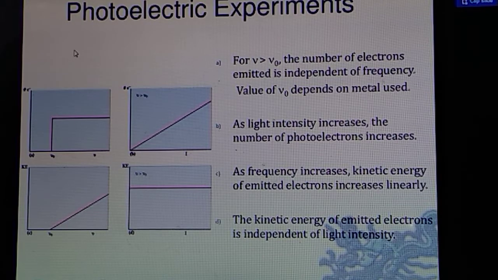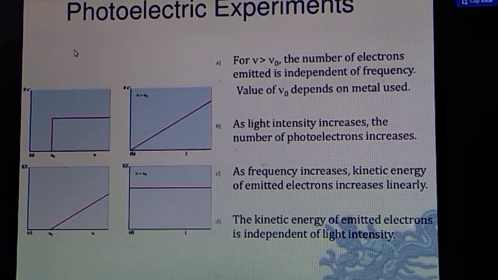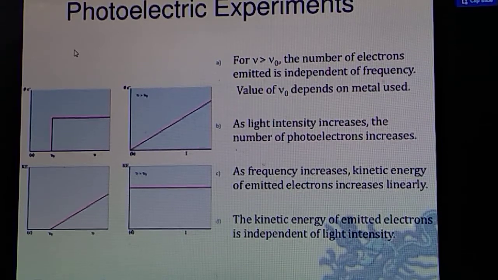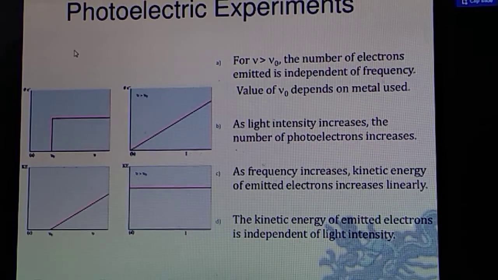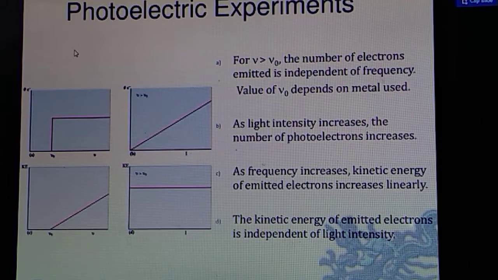A, B, C, D. A: for nu greater than nu naught, the number of electrons emitted is independent of frequency. B: as light intensity increases, the number of photoelectrons increases. C: as frequency increases, kinetic energy of the emitted electrons increases linearly. And fourth, the kinetic energy of emitted electrons is independent of light intensity. Just you have seen the graphical representation, and it is explained in A, B, C, D.